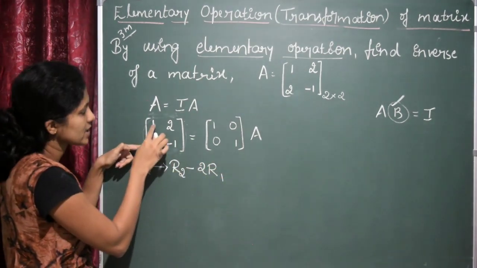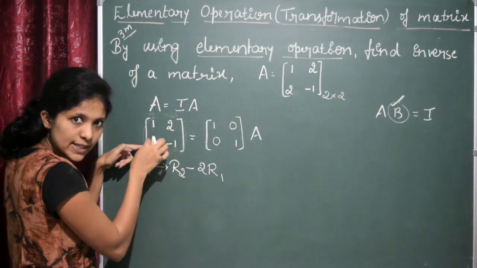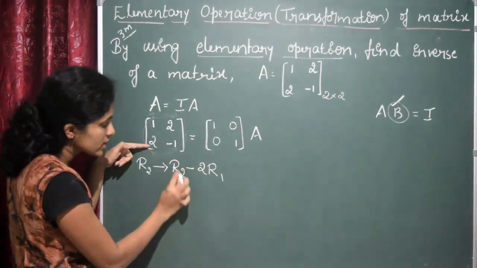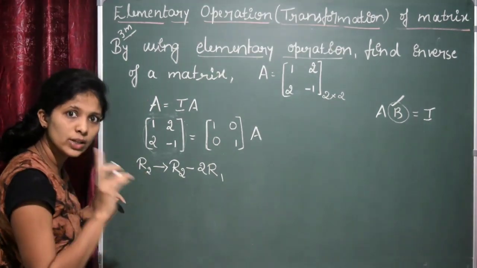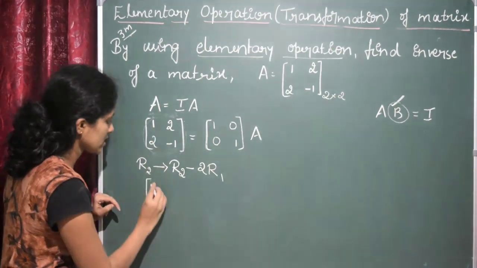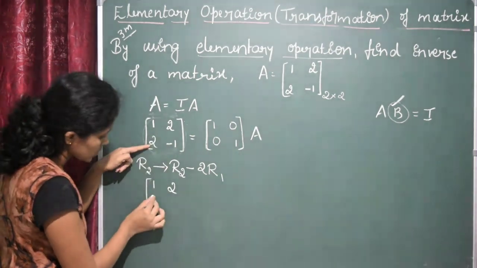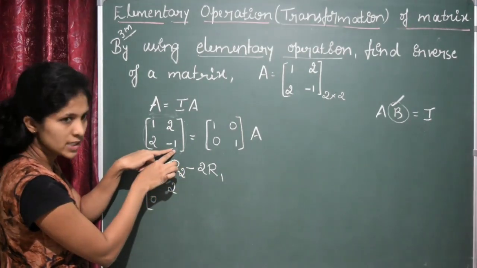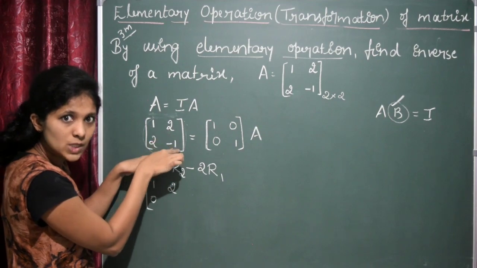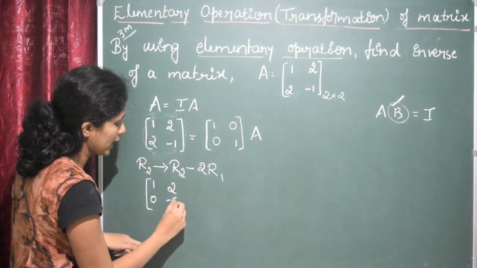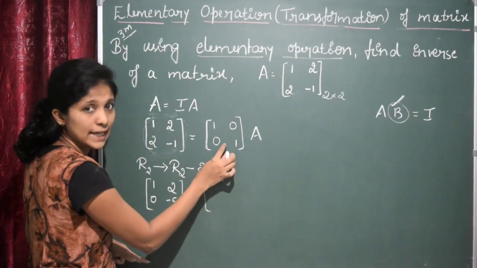Can we do this one? R2 is 2 minus 2 into 1, 2 minus 2 will be equal to 0. Right? Here you will get a 0. So R2, second row changes to R2 minus 2R1. Now I will apply this one. Here we are changing only R2. So first row will be as it is, that is 1 and 2. R2: 2 minus 2 into 1, so this will be equal to 0. Here minus 1 minus 2 into 2, that will be minus 4. Minus 1 minus 4 will be equal to minus 5. Is it clear? I hope you understand this one. The same thing you have to apply here also, right?